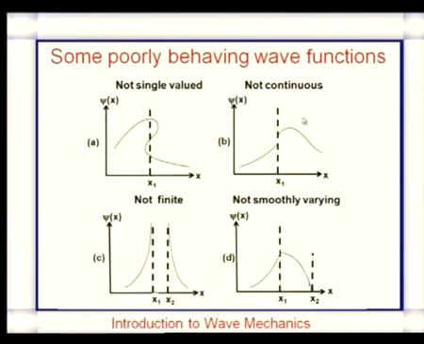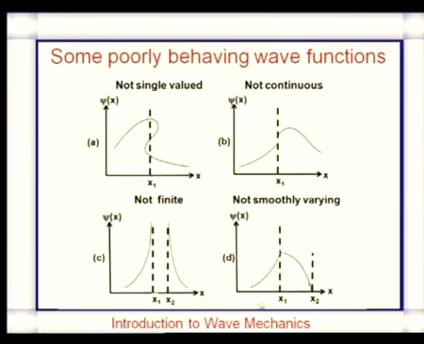The second one is not continuous. It starts from here and goes like this. Somewhere at x1 there's a discontinuity, because it breaks down there, then starts from here and behaves in this particular way. This is again not an acceptable wave function, because it is not continuous. So a wave function must be single valued, continuous, and also finite. This is a representation of a function which is not finite. At x1 and x2, this function goes to infinity. Such a function also is not acceptable.